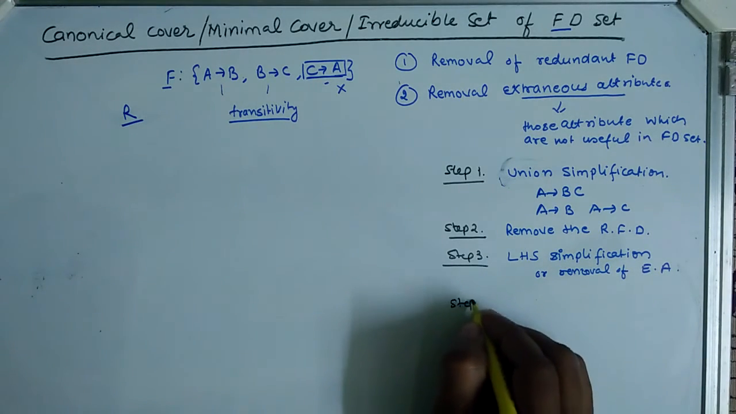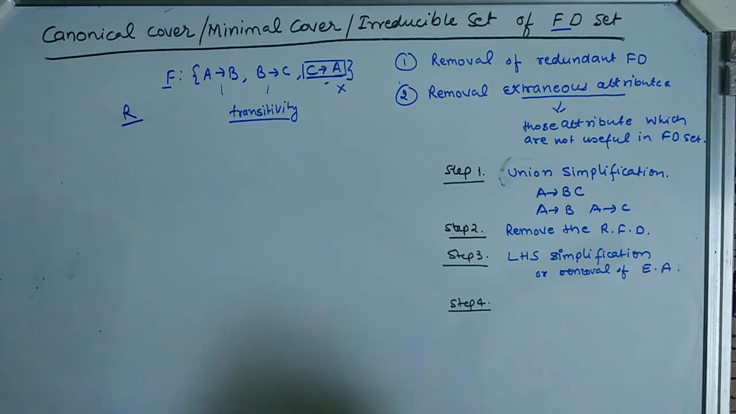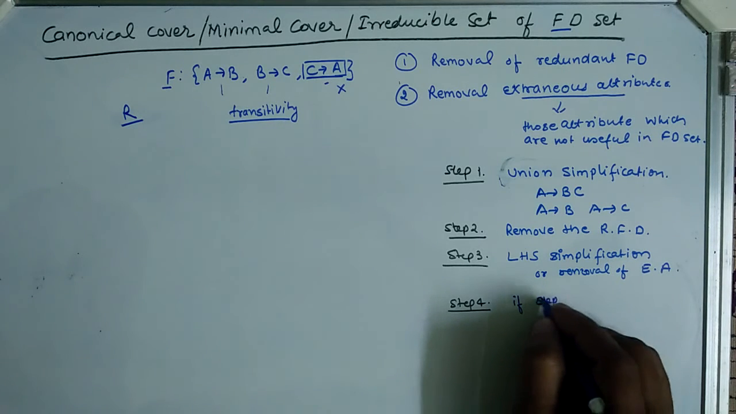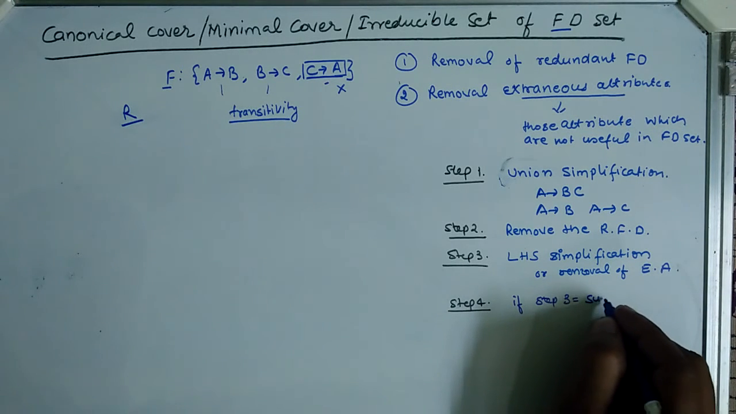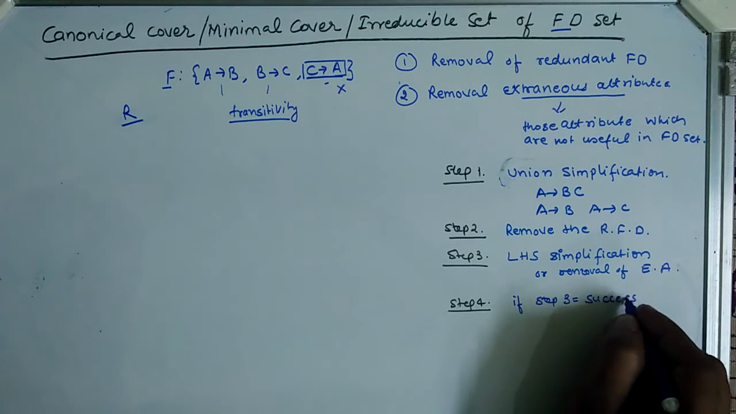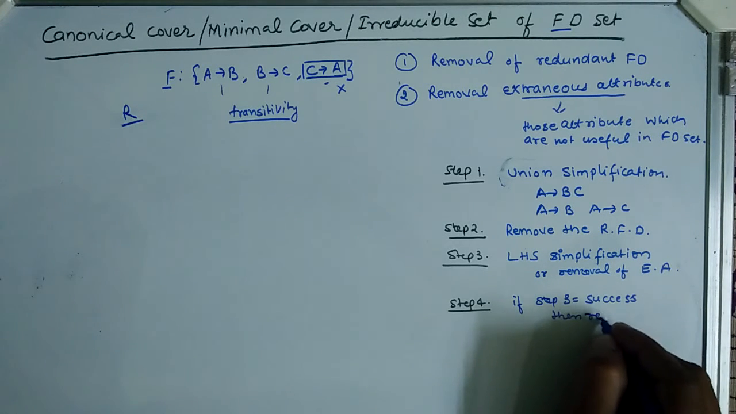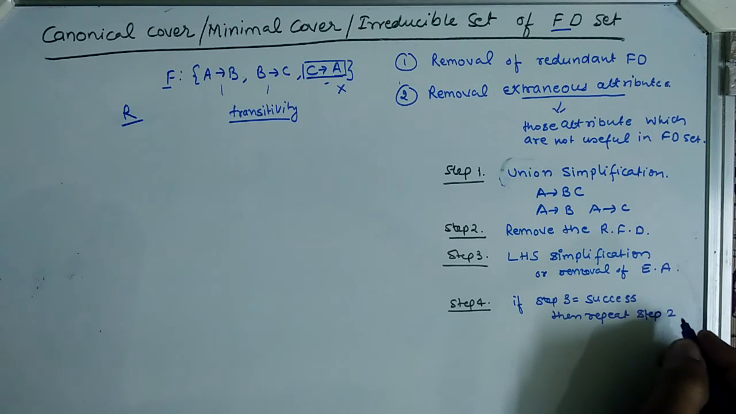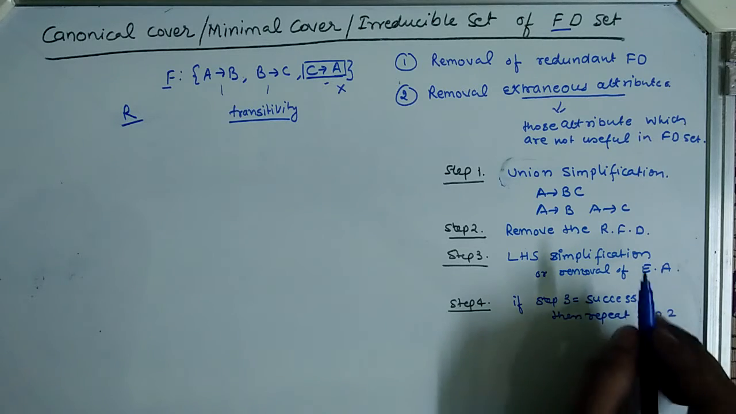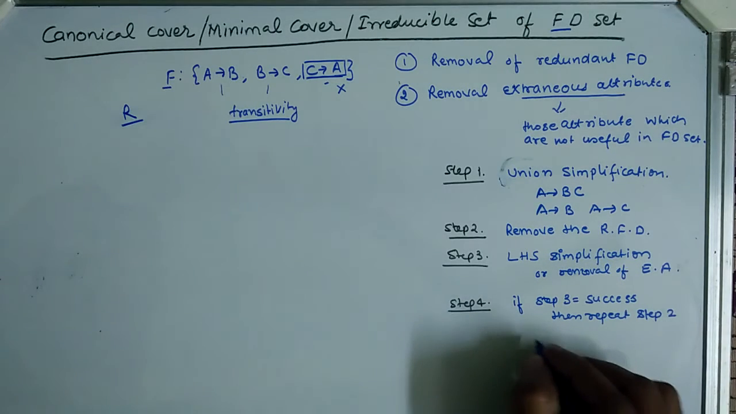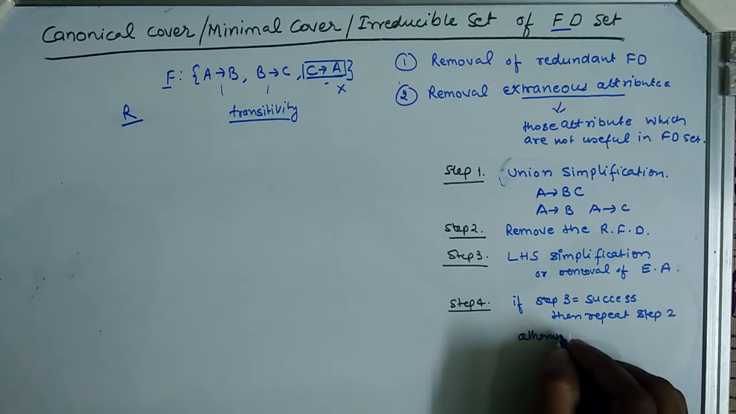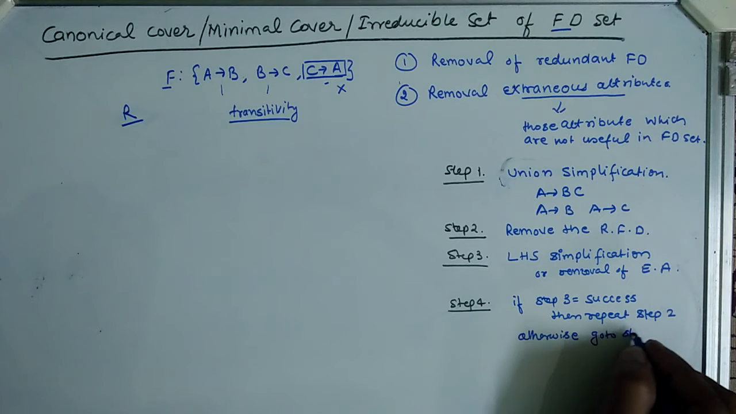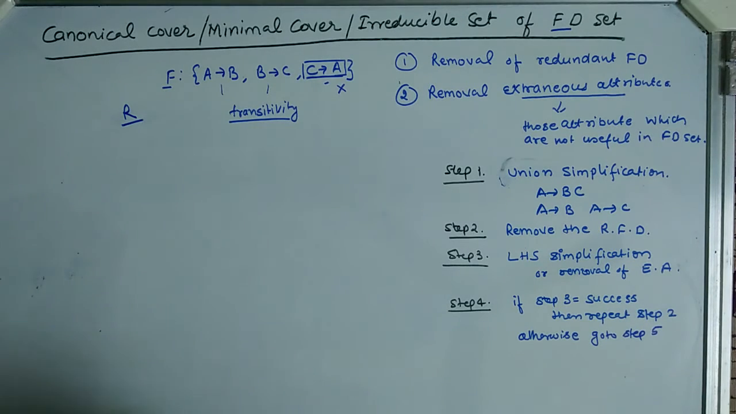Then step 4: if we found any extraneous attribute, so I write here, if step 3 is successful, then repeat step 2. Because the functional dependencies change, it may be possible that redundant functional dependencies may occur. Otherwise go to step 5.